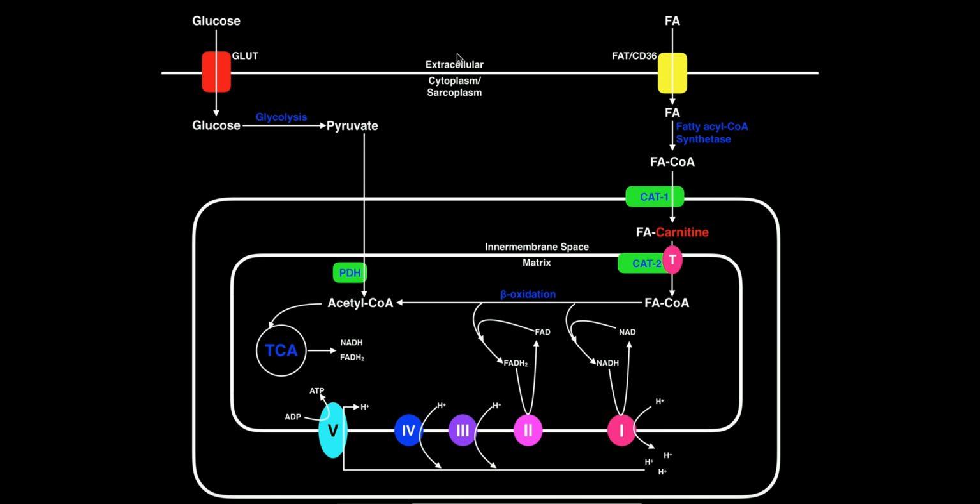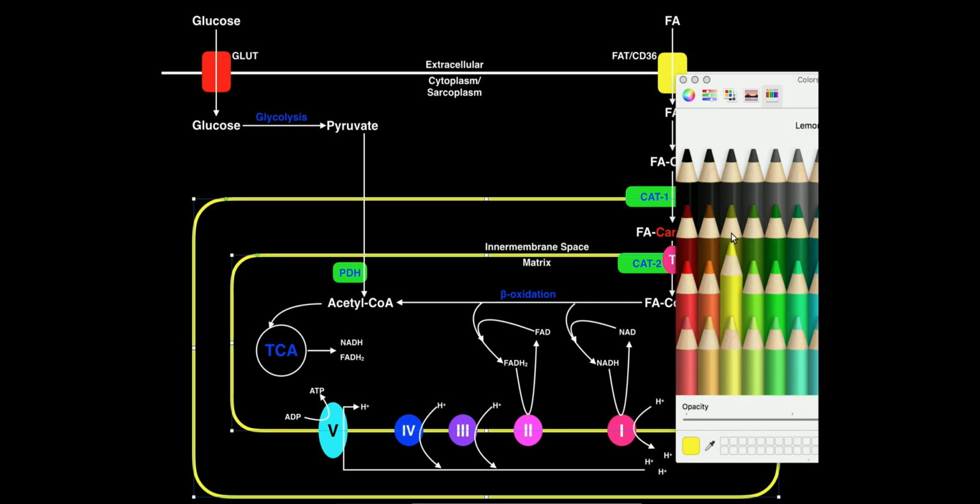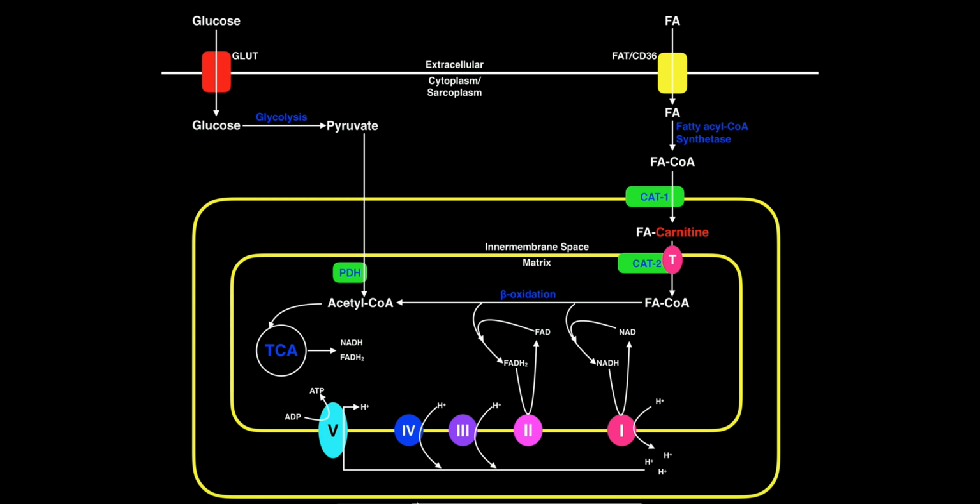So let me orient you with the picture. Here we have the plasma membrane. Out here's the extracellular space. And then here is the cytoplasm or sarcoplasm, which is the cytoplasm of the muscle cell. This whole thing right here, which I could color the typical color of the mitochondria, yellow, is the mitochondria. This is the outer membrane of the mitochondria. This is the inner membrane of the mitochondria. And the space between them is the intermembrane space. And the central part of this, where all this business is occurring, is the mitochondrial matrix, or just called the matrix.